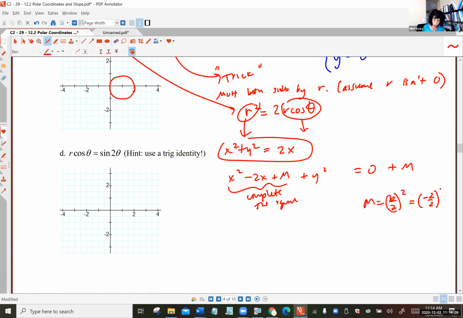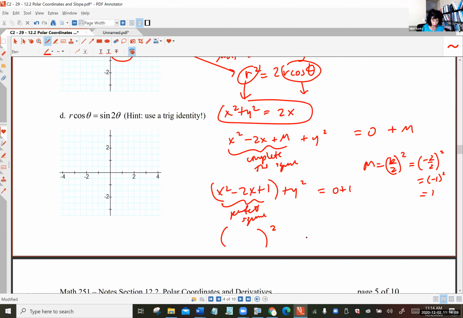The number is the middle coefficient divided by 2, squared. So I claim it's 1. If you complete your square there, and don't forget to add that same number to the right-hand side, then this is a perfect square trinomial. That's the whole point of completing the square, which means it factors as something squared, right? Anybody want to tell me what that factors as? x minus 1. Good.